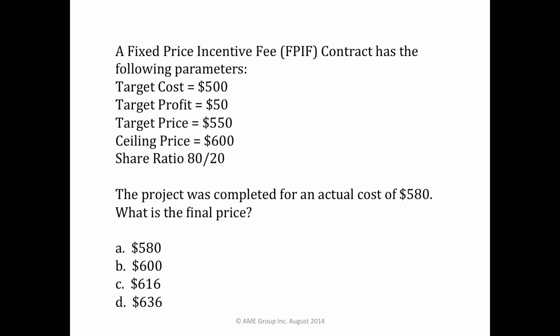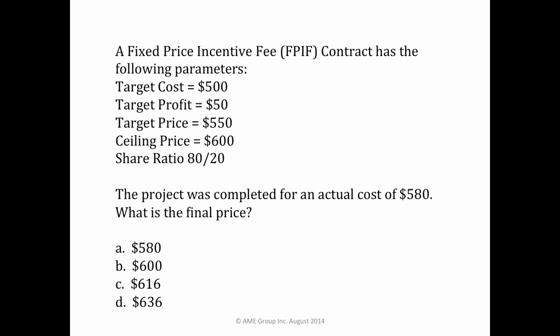Remember, target cost is the amount the buyer and seller agree is a reasonable cost, not price, for the work to be done. Target profit is the profit to be earned if the actual cost turns out to be the same as the target cost. Target price is cost plus profit added together. Ceiling price is the maximum amount the buyer will pay for the completed work.